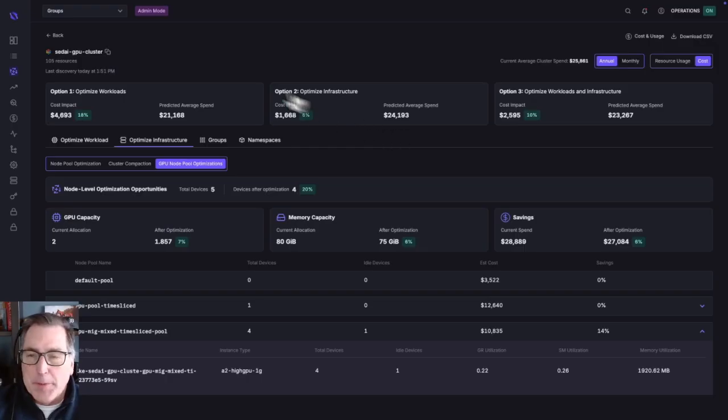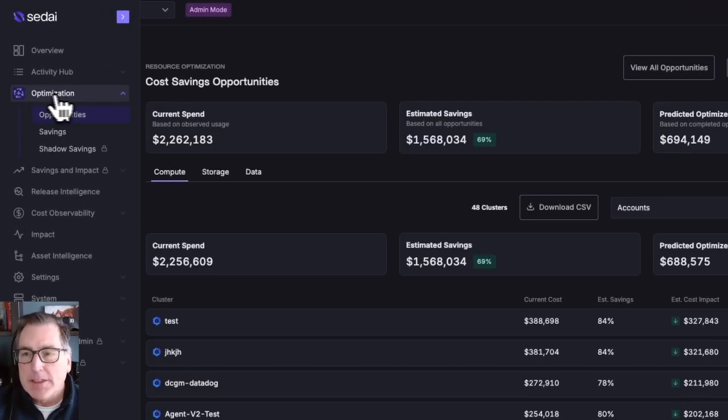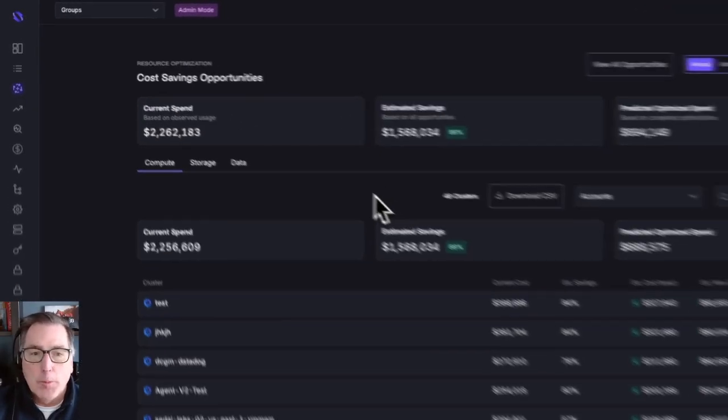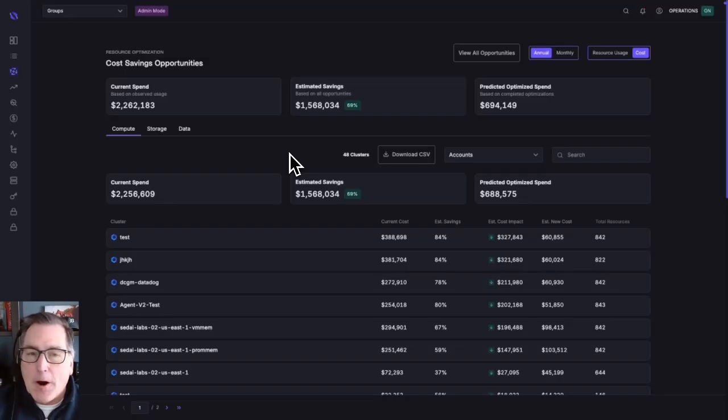Across all three of these capabilities, idle GPU elimination, MIG right sizing, and node pool optimization, Sedai automates what would otherwise be a really tedious manual process requiring a deep level of expertise.